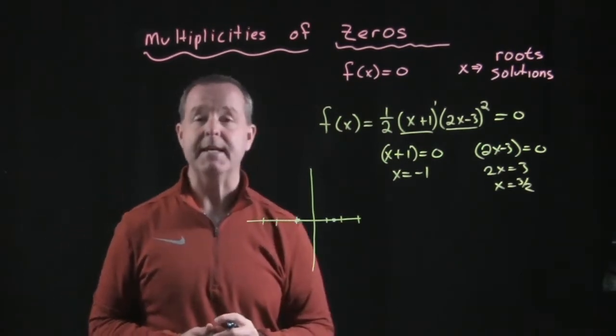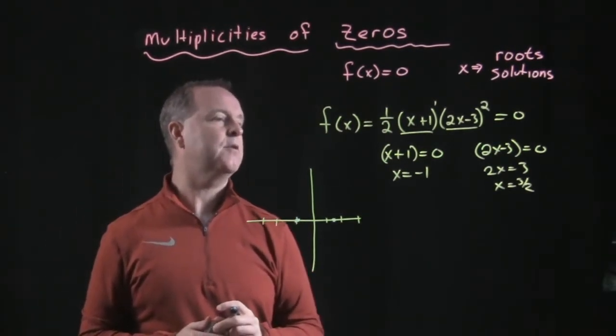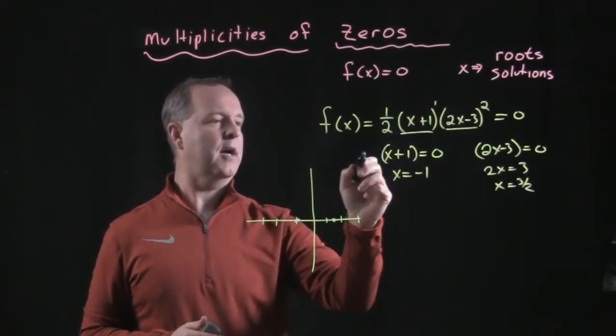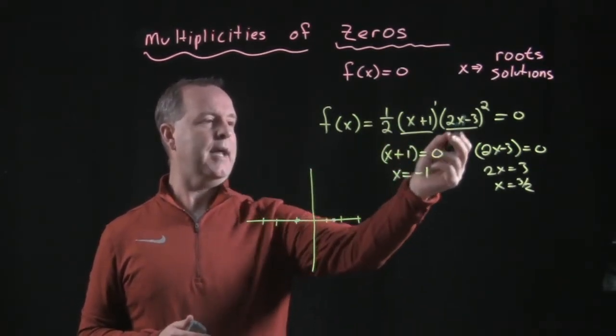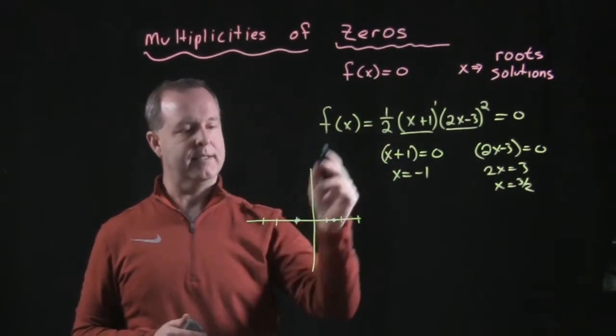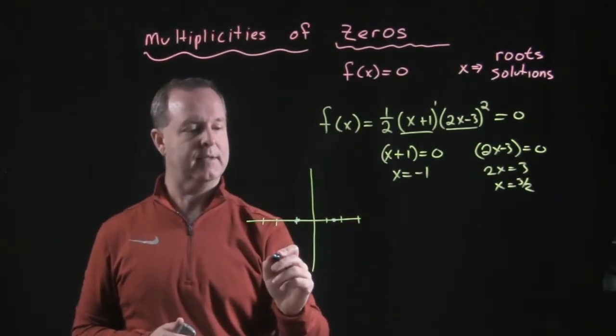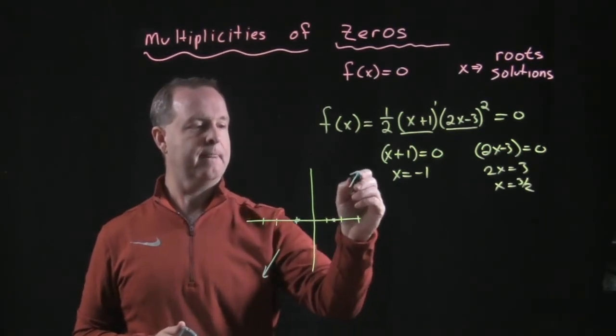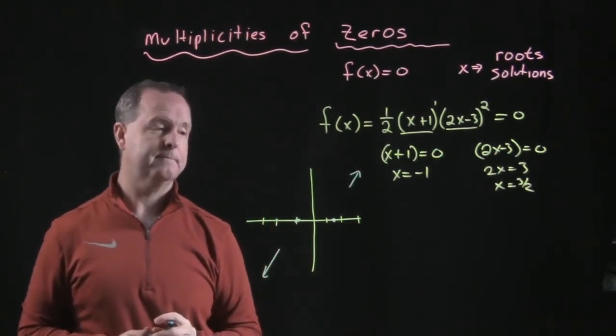I can look at my end behavior. My end behavior tells me that I have an odd graph, x to the first, x squared. So I have an odd graph. It's a positive, so I have some end behavior that starts down this way and ends up that way.